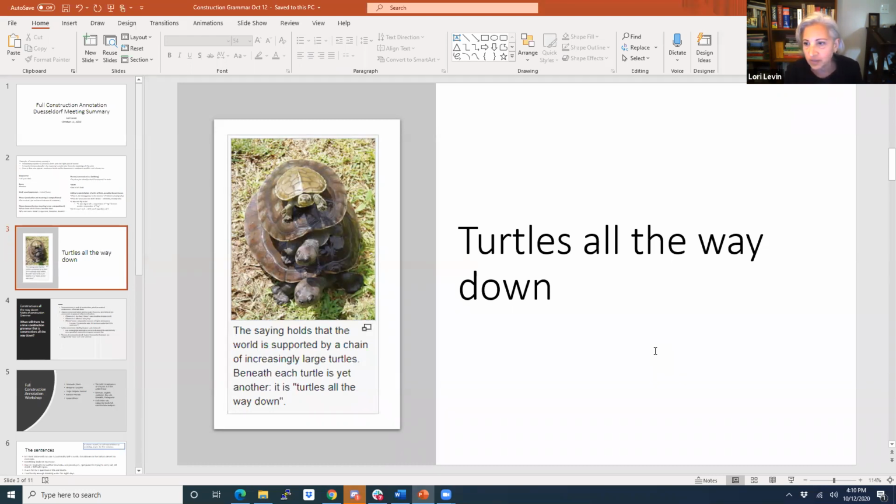And so the young man just decides he's going to apply logic. And so he says, "Well, then what's that turtle resting on?" And the old woman says, "It's resting on another turtle." And the young man says, "Well, then what's that turtle resting on?" And she says, "You can't fool me, young man. It's turtles all the way down." Okay, so that's turtles all the way down.